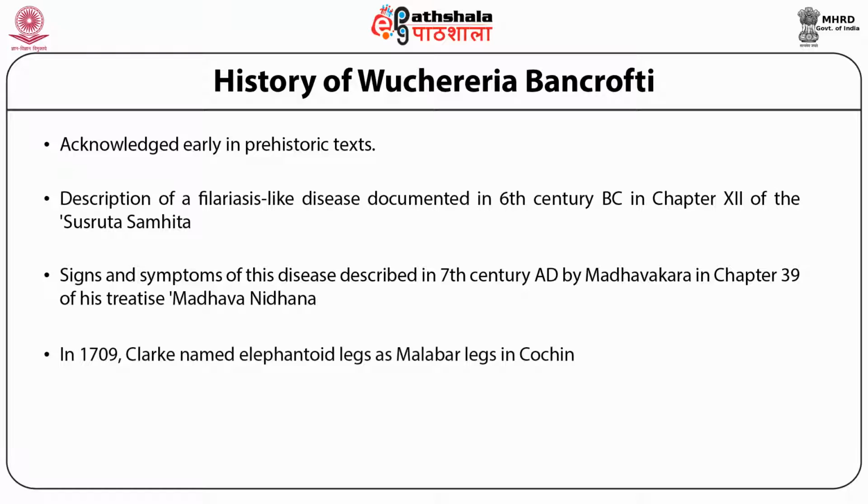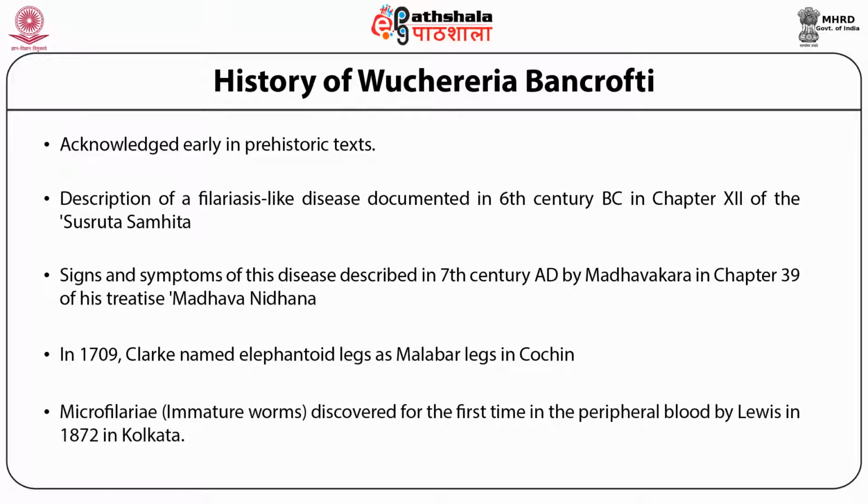In 1709, Clark named elephantoid legs as Malabar legs in Cochin. That is the sign and symptom of this disease. Whereas Microfilariae were discovered for the first time in peripheral blood by Lewis in 1872 in Kolkata.